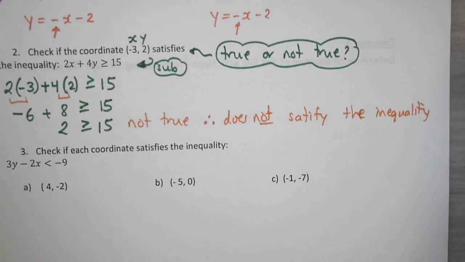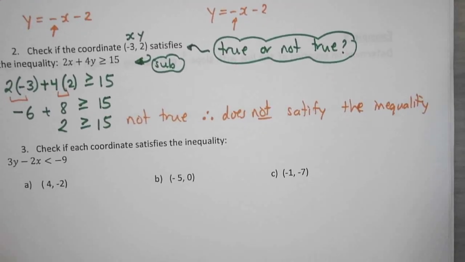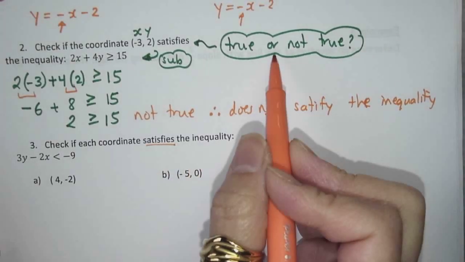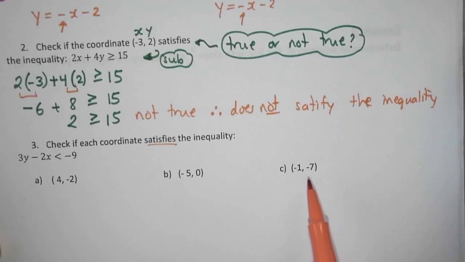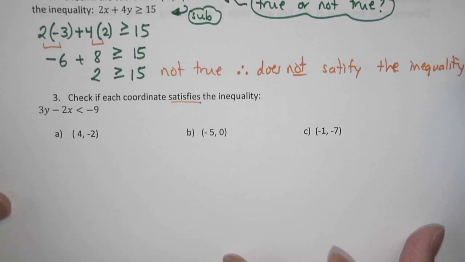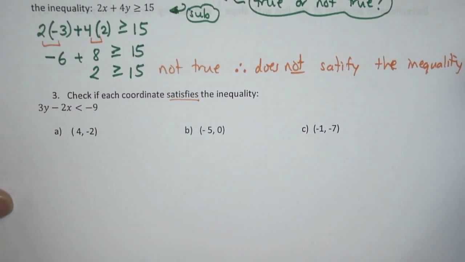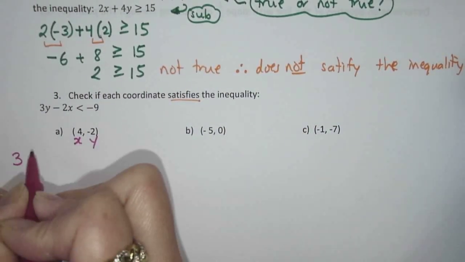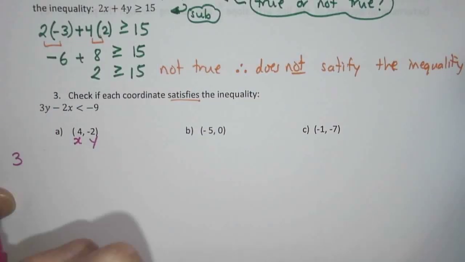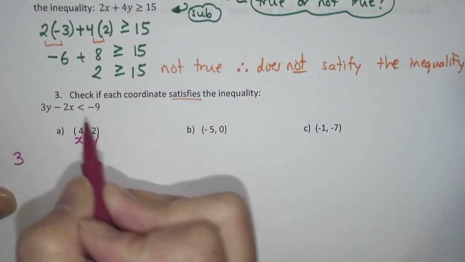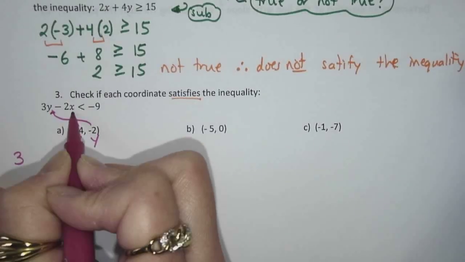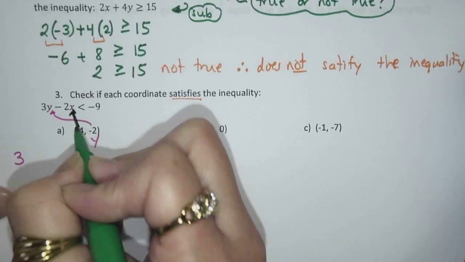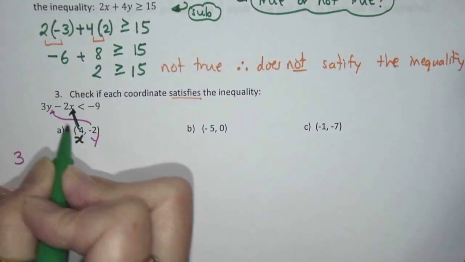Now, the last one, we're doing the same thing, checking to see if it satisfies the inequality, but we give you a bunch of points, and you take each one and do it separately like you did up here. So I'm going to sub in for x, y. Oh, I switched it up, I tried to trick you there. Do you see how that's y? This goes in for the y, and this goes in for the x. Just be careful, it doesn't always go in order.